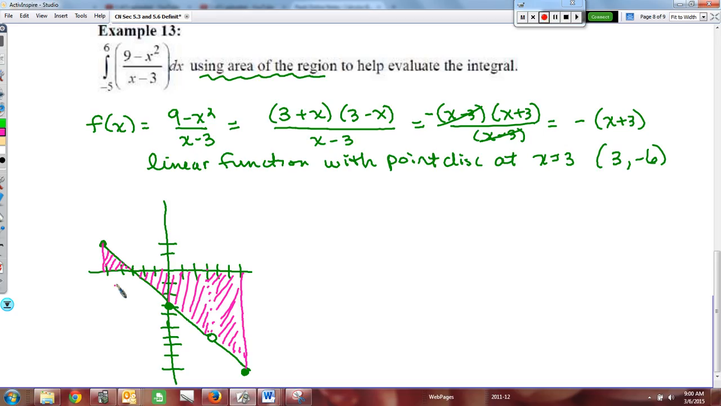So this had a base of 2 and a height of 2, so the area would be 1/2 of 2 times 2, 1/2 of 4, or 2.